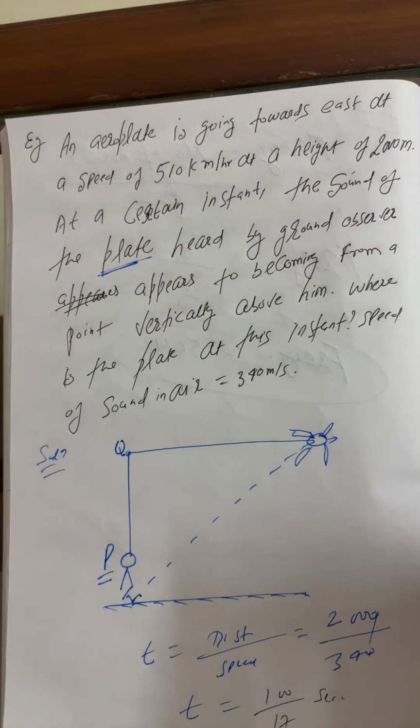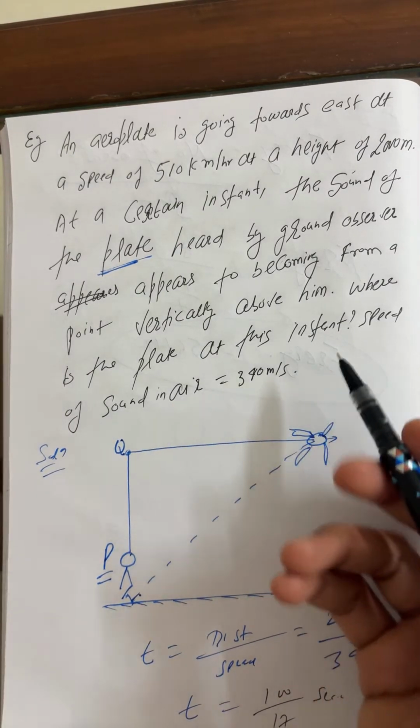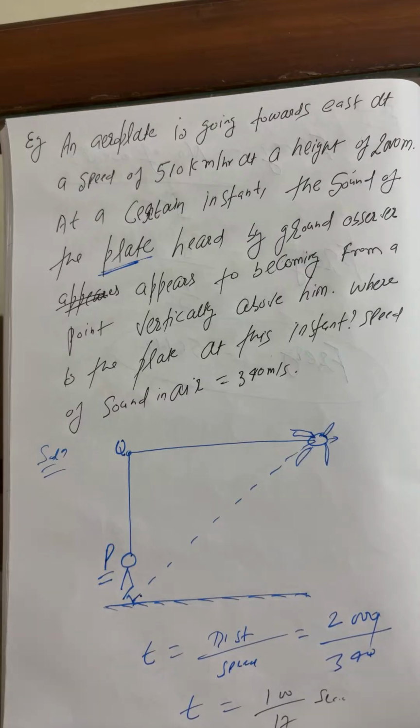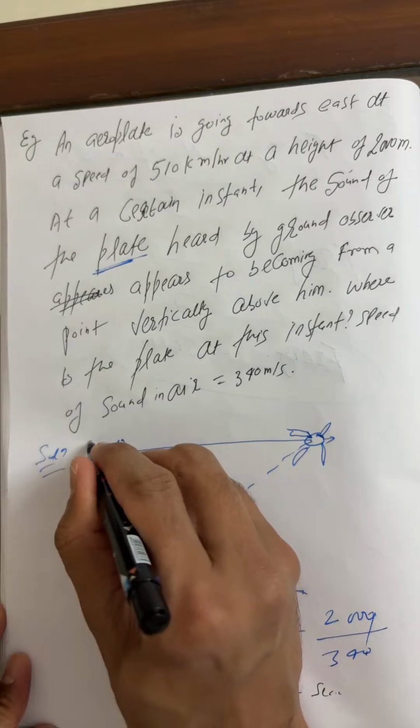Now, what does the question say? Where is the plane at this instant? So we have to find distance. We have to find the distance moved by the plane during this period. Okay, so you can take distance as step 1.